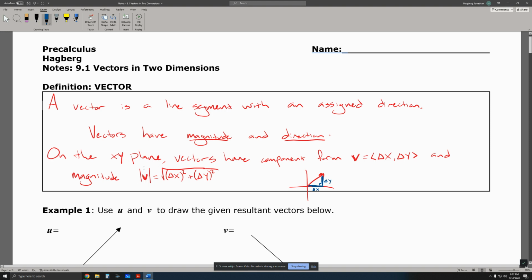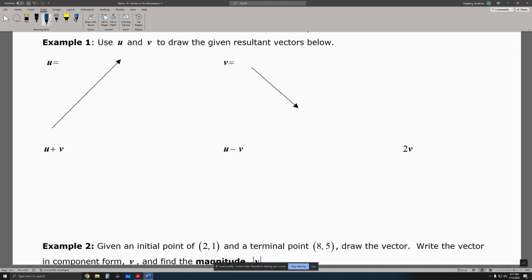Okay? Now let's see a few examples. Example 1, given vector u and vector v, draw the given resultant vectors. So now we're going to do operations on vectors. And in fact, operations on vectors is very similar to what you might be thinking. If we have vector u plus vector v, we simply add these vectors together. Now we do so in a special way. We have to add them tip to tail.